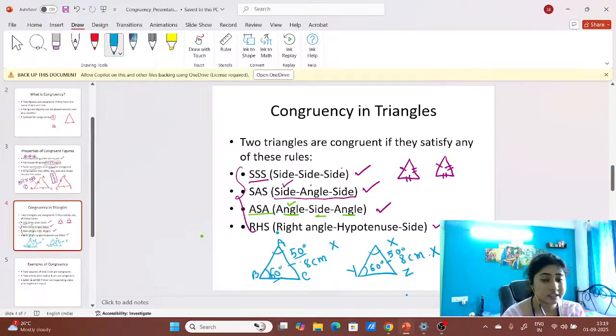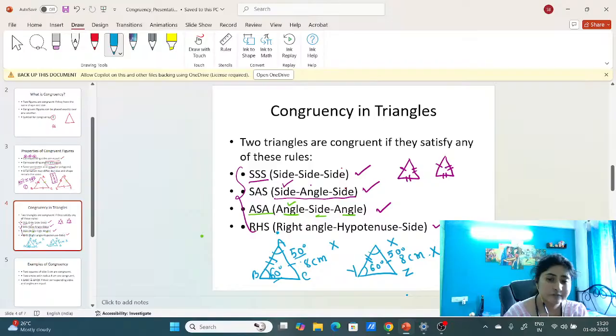I think this side XY and this AB. These two sides will be the same, right? Why? Because if you observe this side AB, you can see it is included between angle A and angle B. Similarly, this side XY is included between angle X and angle Y, right? So these two are my included sides.